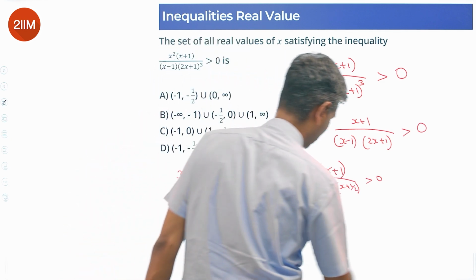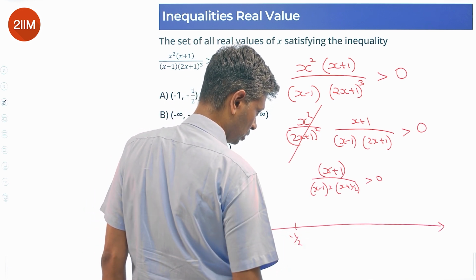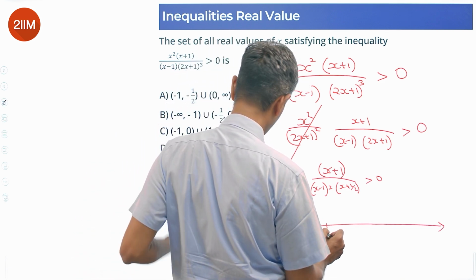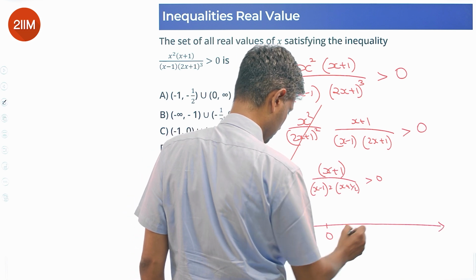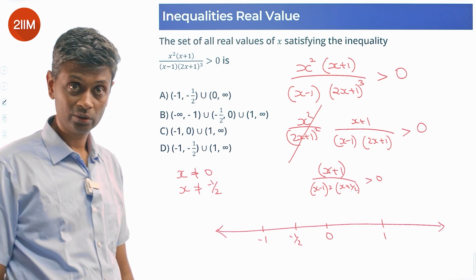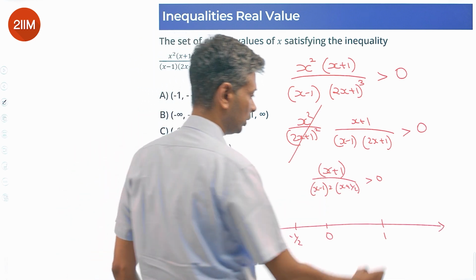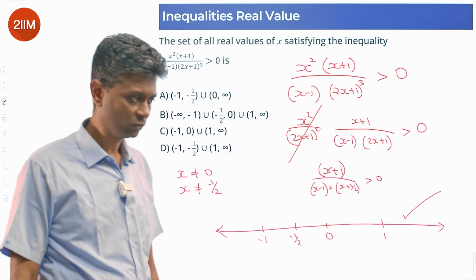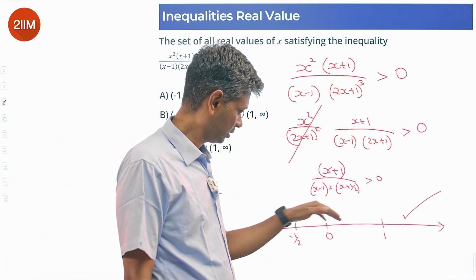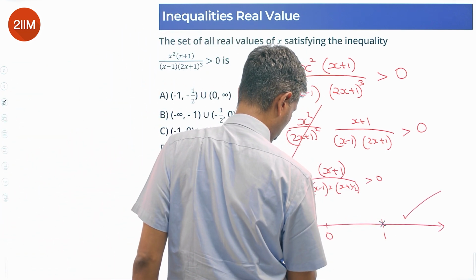What do I do? Draw the number line. Put minus half here, minus 1 here, 0 because I need to remember 0, and 1 here. I want to know when this is greater than 0. When x is greater than 1, positive, positive, positive. So this will work. And these three are the roots. 0 I've just added, the roots are here, the turning points will be here.